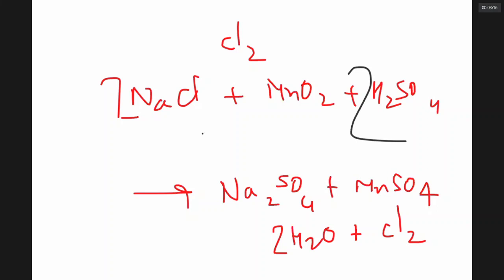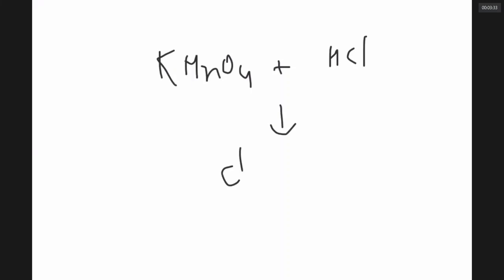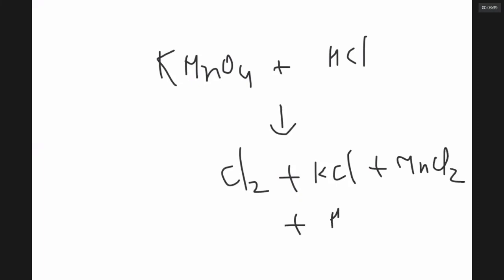Sir, this is a laboratory test. Any chloride salt reacts with concentrated sulfuric acid and black MnO2 to give you chlorine, but it is a very costly method. Sir, you can buy potassium permanganate in any medical shop and add it to toilet cleaning acid. Then you will get chlorine along with KCl and MnCl2 plus water. Can you try to balance this equation, sir?